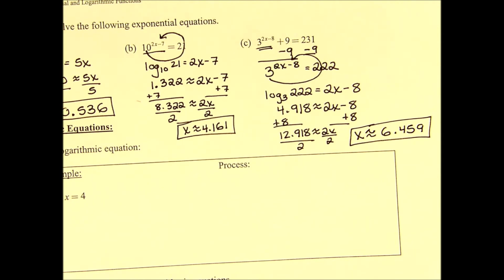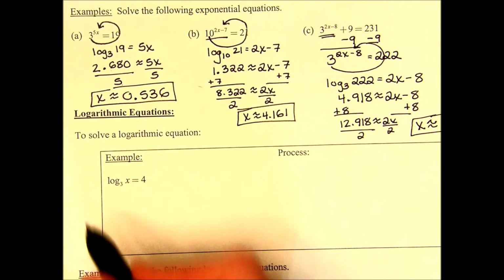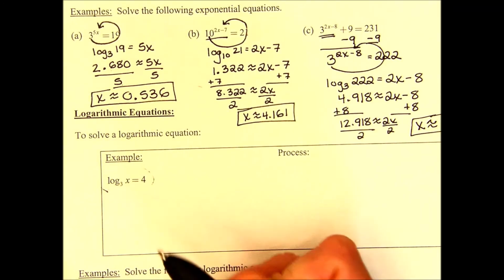To solve an exponential equation, all we need to do is rewrite that exponential equation in log form. We'll then figure out the log, most of the time using our change of base formula, and then we'll go use some simple algebra to finish this thing off. We're also going to look at logarithmic equations, equations that already have a log in them. For example, log base 3 of x equals 4.